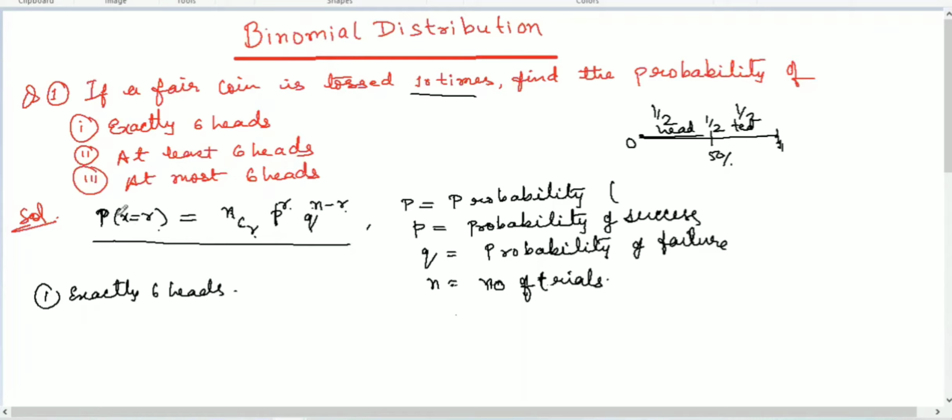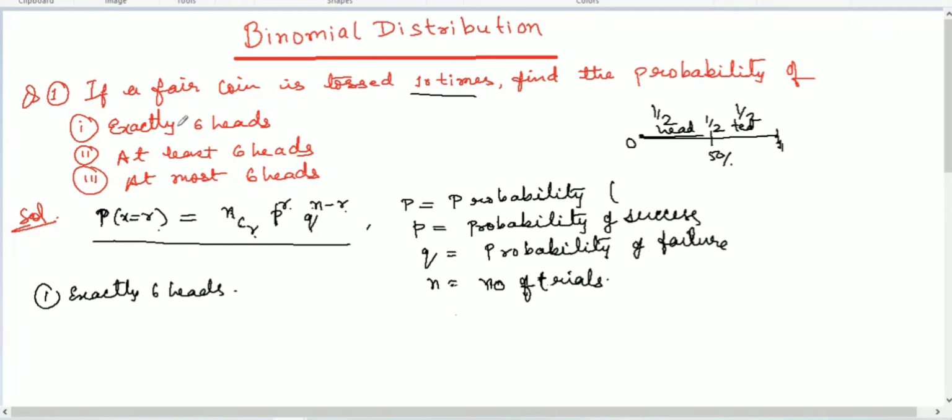So here is the formula: capital P(X = r), the probability of x equal to r, equals nCr, small p to the power r, small q to the power n minus r. So this is the formula of binomial distribution, where capital P is probability. You can say binomial probability as well, and small p is probability of success, small q is probability of failure, and n is the number of trials. So we need to find out.